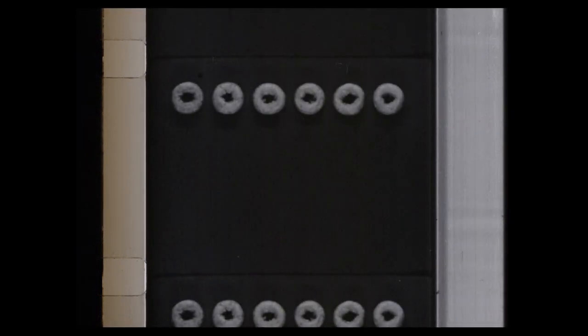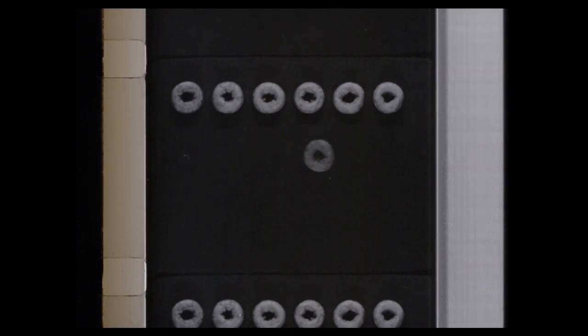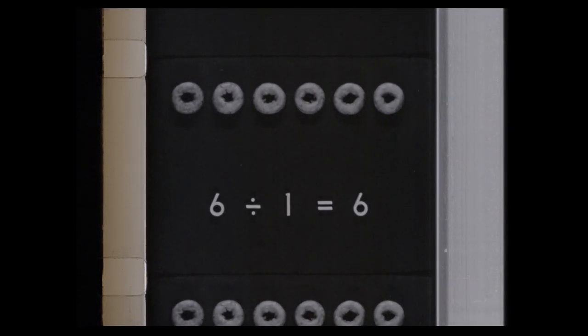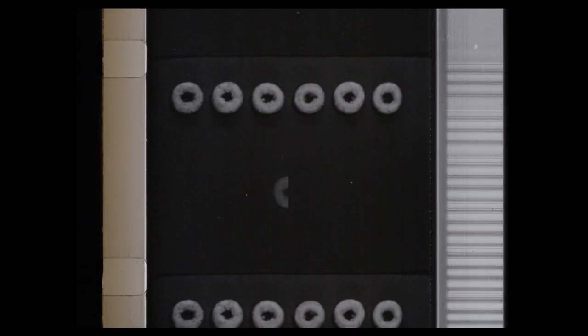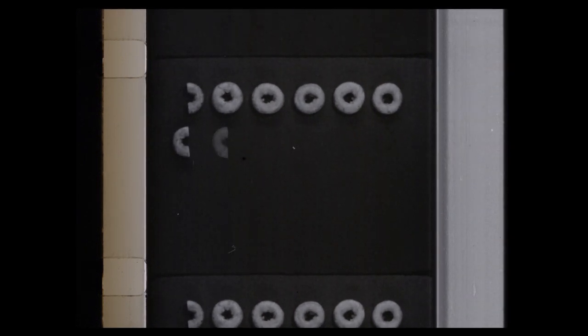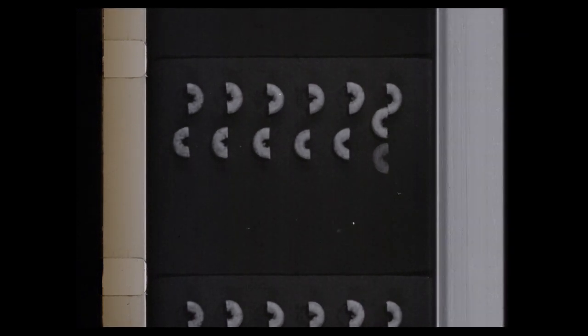Let's divide 6 by 1. 1, 2, 3, 4, 5, 6. 6 divided by 1 equals 6. The smaller our divisor is, the more times it is contained in a number. We can see that clearly if we divide 6 by 1/2. The answer is 12.